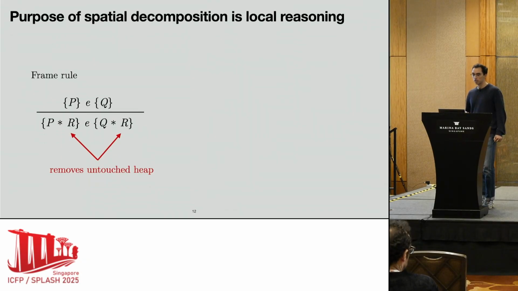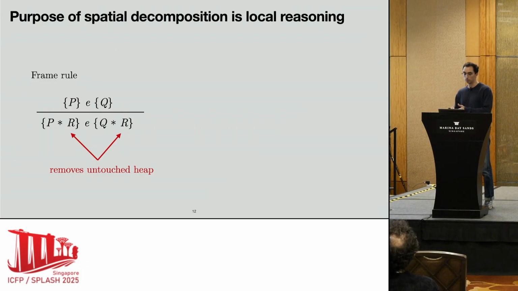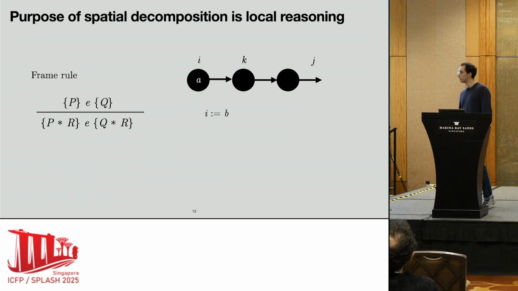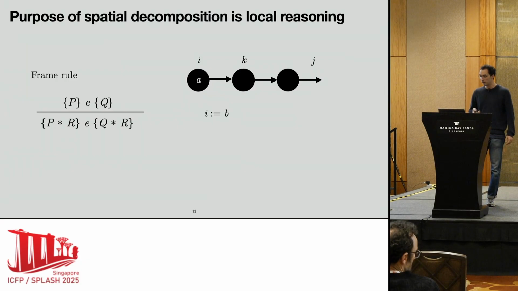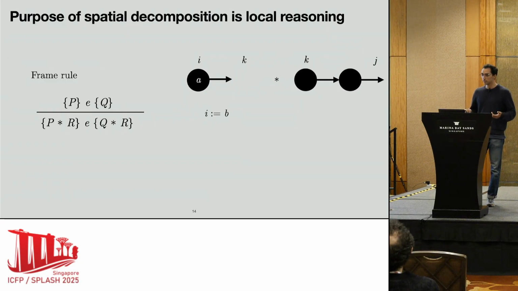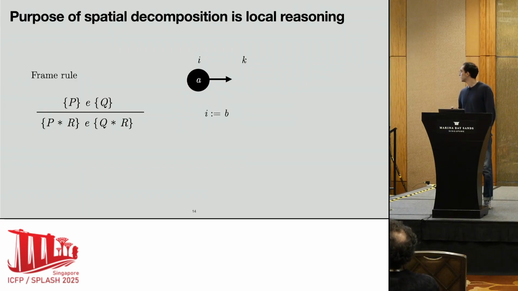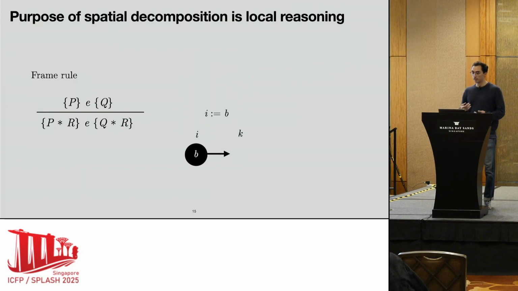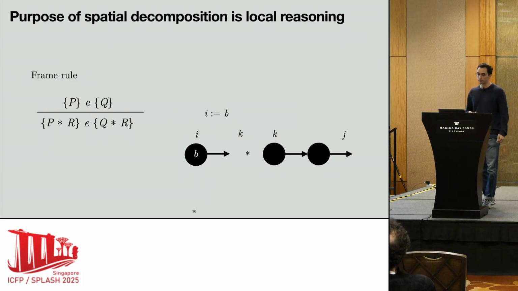The purpose of this spatial decomposition is local reasoning, which is achieved with the help of the inference rule of frame, which involves disregarding the part of the heap that the program doesn't touch. This way, we localize reasoning to the heap that we really want to reason about. So if we're given a program that mutates the head of a list so that its contents change to point to B, we can decompose the list, disregard the part that we don't care about, apply the mutation, and then reattach the pieces afterwards.